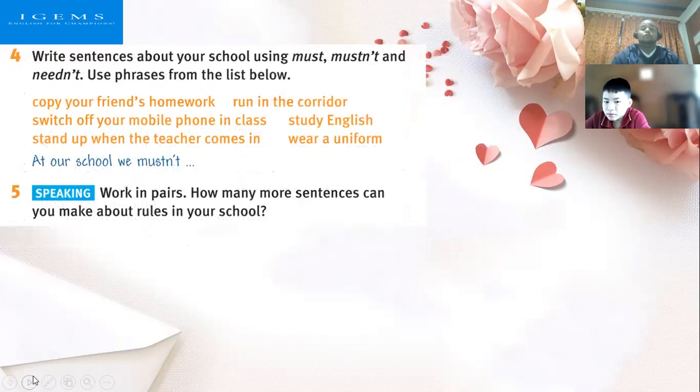Let's continue. Number four. Here there's a writing exercise, but we are going to modify the intention of this exercise so you can do it on your own. Here you will need to write sentences about your school using must, mustn't, and needn't. I want you to use phrases from the list below.